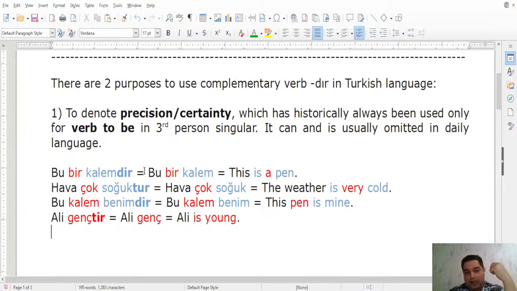We don't add this to many contexts. I mean, to many words. In this case specifically, we just omit it. Okay, we just delete it.